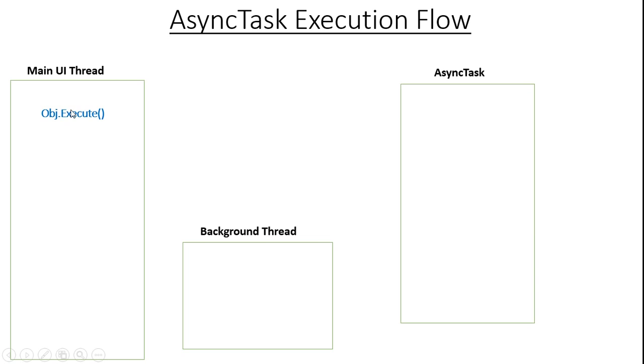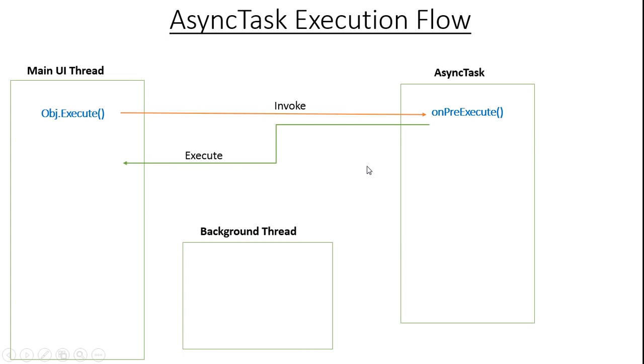So here I create an object of the class that extends AsyncTask, and by using that object I call the execute method. Whenever you call the execute method, the Android system will call the onPreExecute method inside AsyncTask. Now the Android system will place the onPreExecute method inside the UI thread and execute it inside the UI thread.